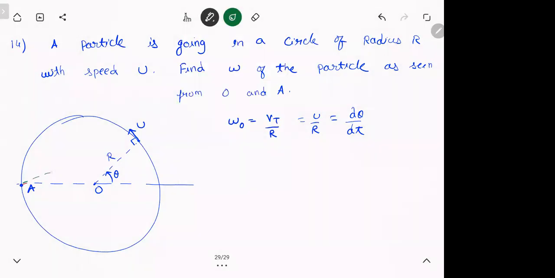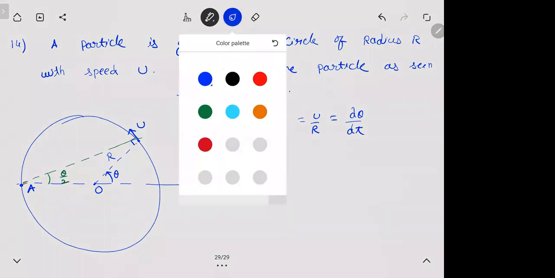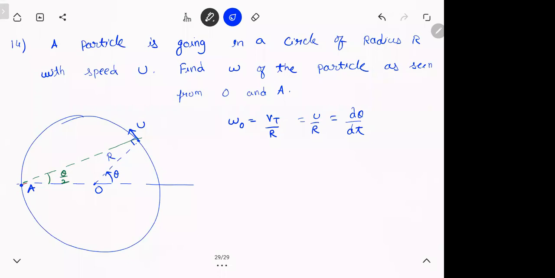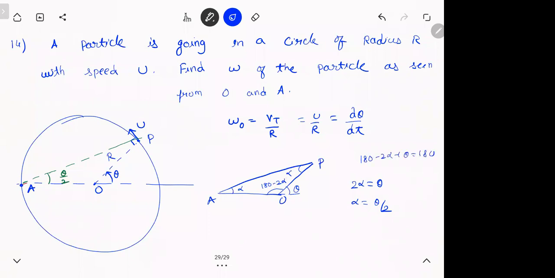So if I take like this from O, now see if this angle is theta, what is this angle? Theta by 2. You must have done this in school if you remember. How did we get that? See, I'll show you. Let this be point P. So if you make this triangle OAP, if this is alpha because it's an isosceles triangle, and this is theta. We know the exterior angle is equal to the sum of the two opposite interior angles. So 2 alpha is equal to theta. Actually, you can also prove it this way. This is 180 minus 2 alpha. So 180 minus 2 alpha plus theta should be 180. So you would have got it from there.